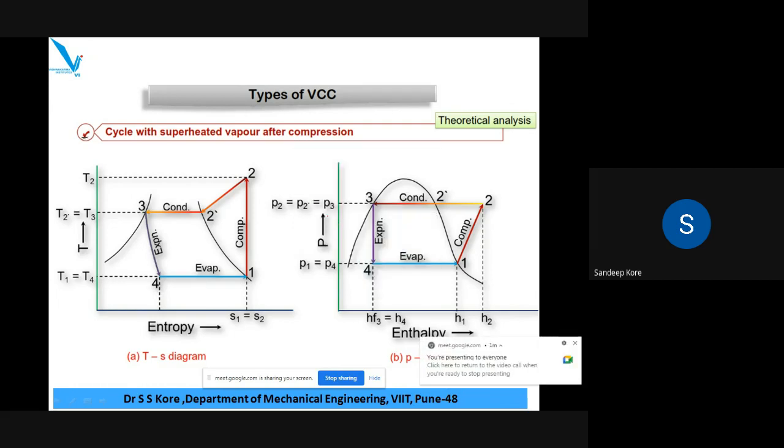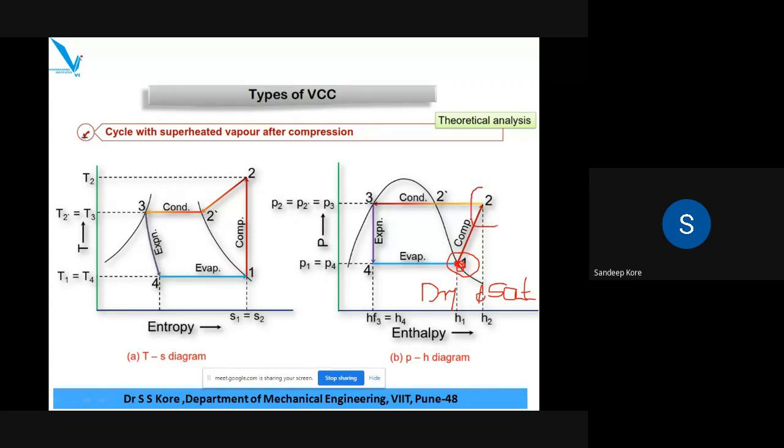On the PV diagram, point 1 is the entry of the compressor. It is lying on the dry saturation curve. So the refrigerant is dry and saturated at point 1, at the inlet of the compressor. Now 1 to 2 is compression. At point 2, the vapor becomes superheated.